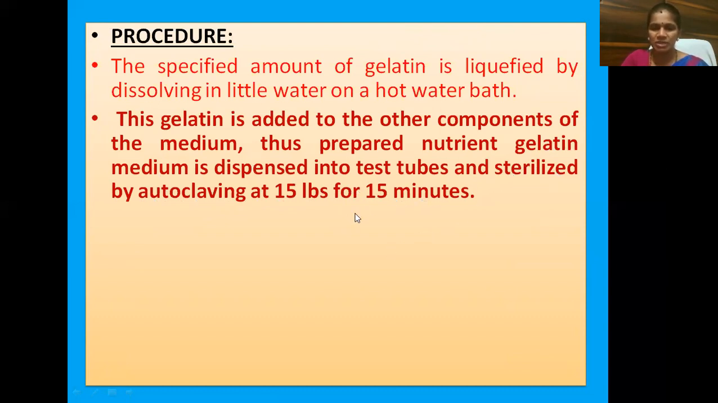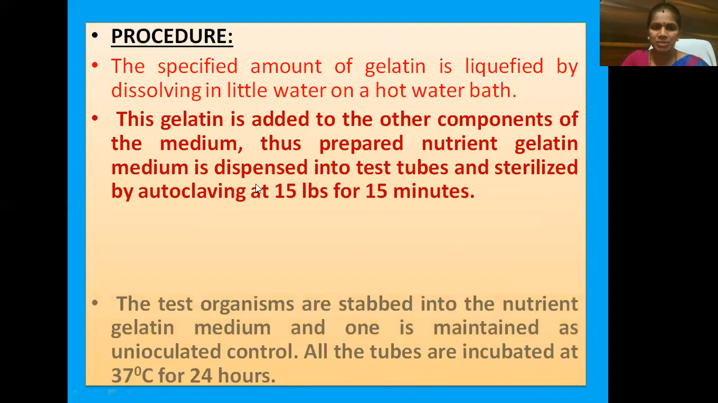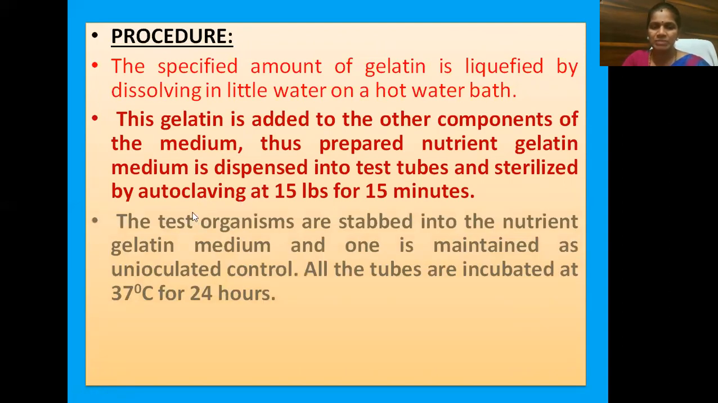15 lbs, 121 degrees for 15 minutes, which works under the principle of steam under pressure. The high steam has high penetrating capacity, which sterilizes the culture medium and other materials kept in the autoclave. The test organisms are stabbed into the nutrient gelatin medium and one is maintained as an uninoculated control.